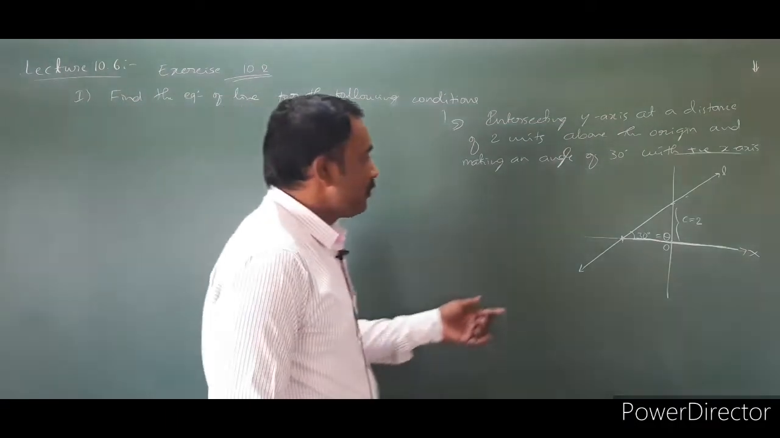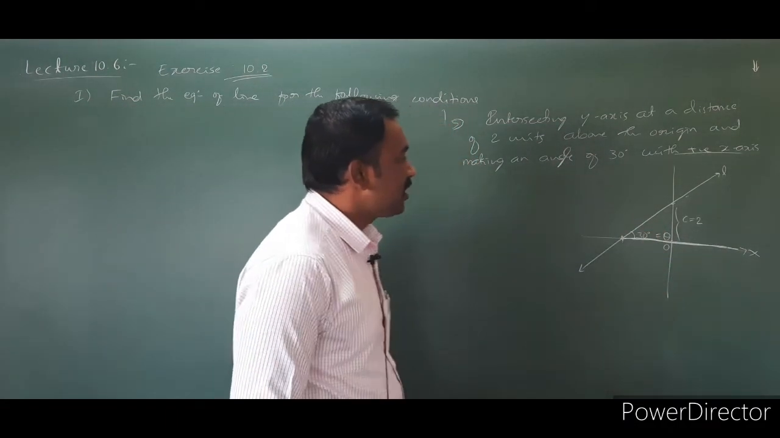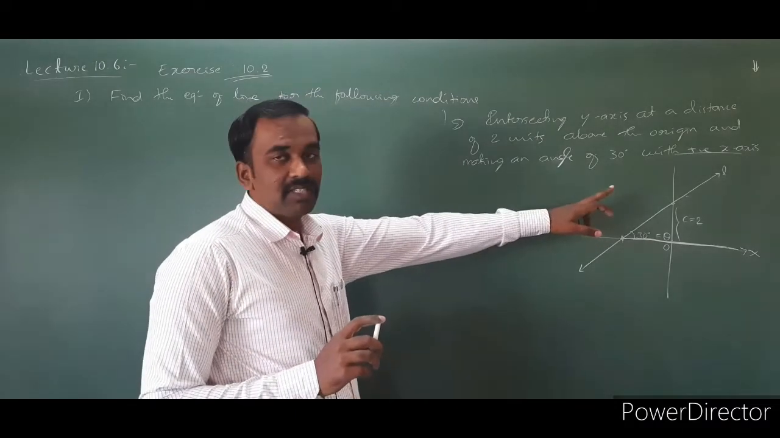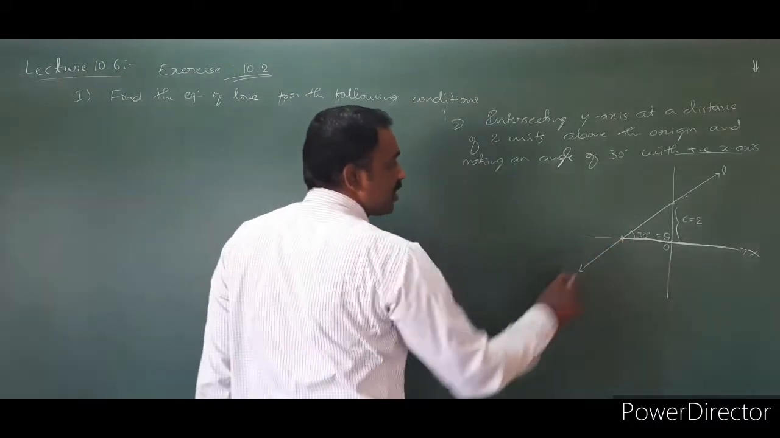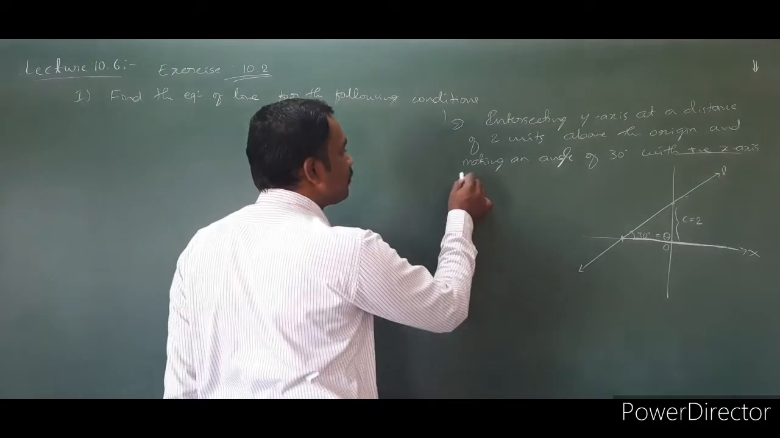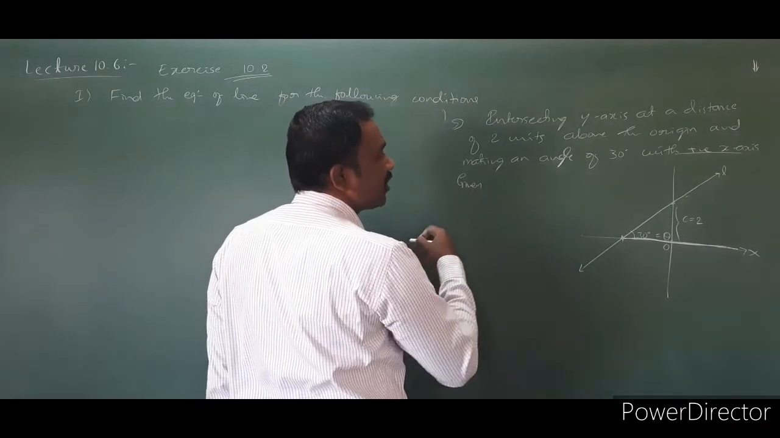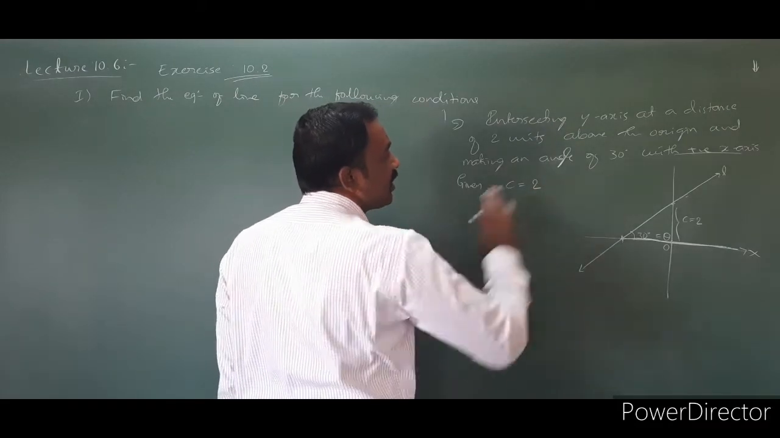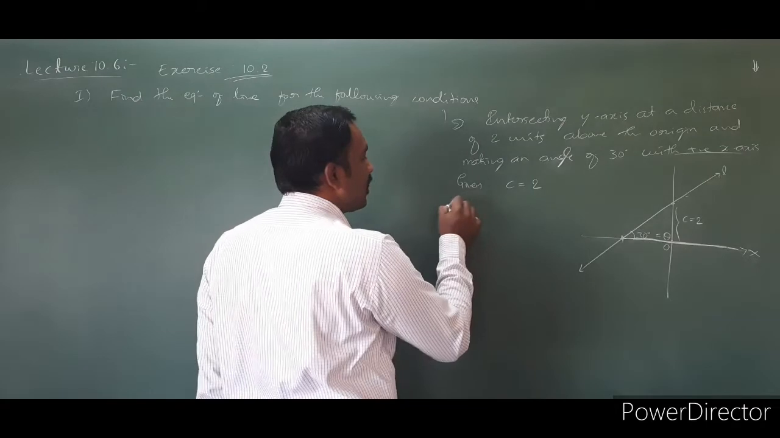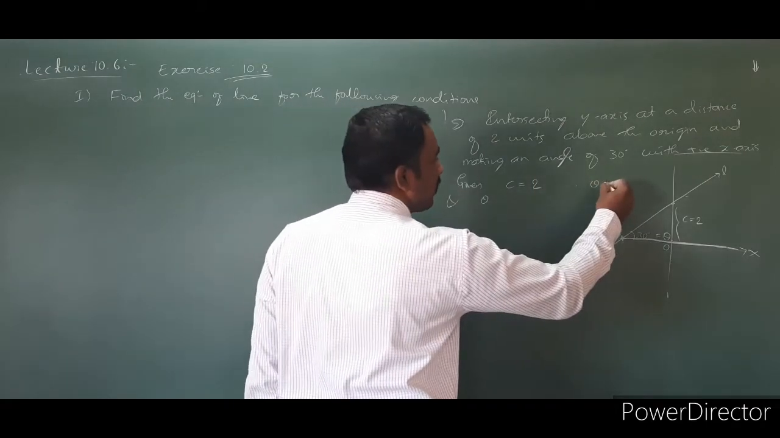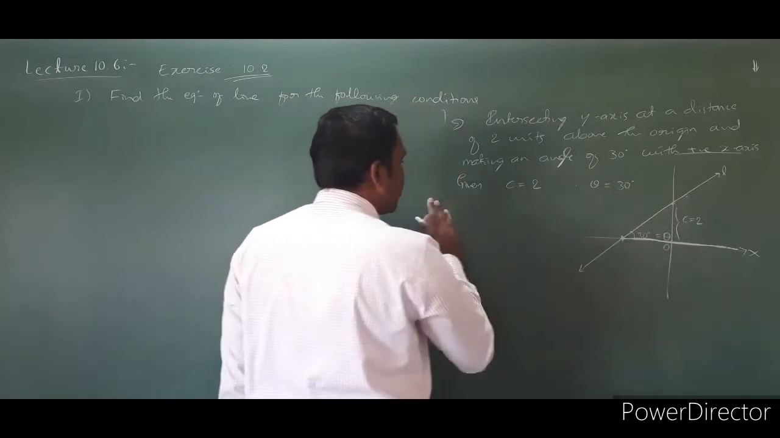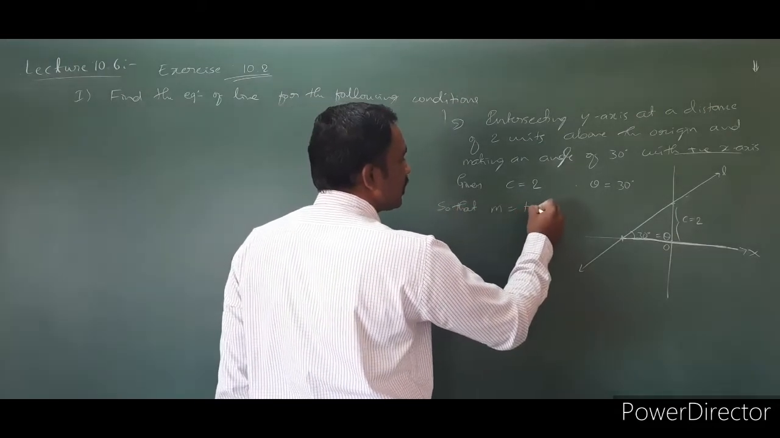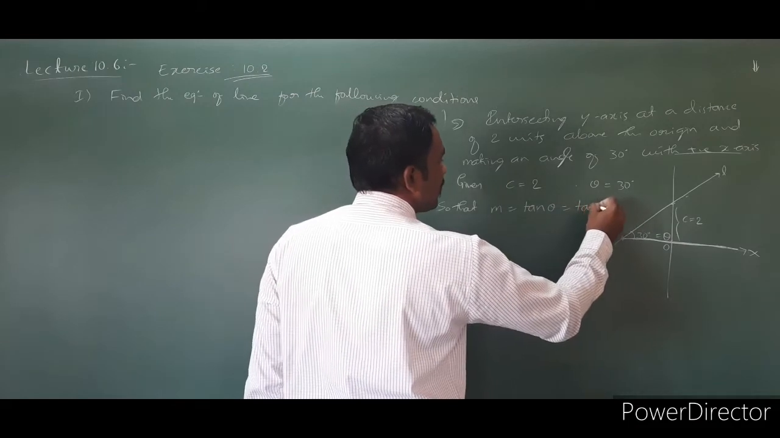Theta value they have given and the intercept given, but we need the slope because one intercept is given, slope is required. From this theta value we can easily get the slope. What is the given thing? C is equal to 2. X intercept or y intercept? Y intercept is that, therefore C is equal to 2, and theta is given, theta is equal to 30 degree, so that slope of the line m is equal to tan of theta, that is tan of 30 degree.